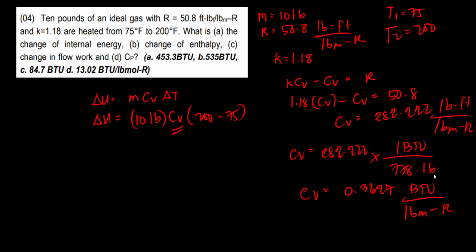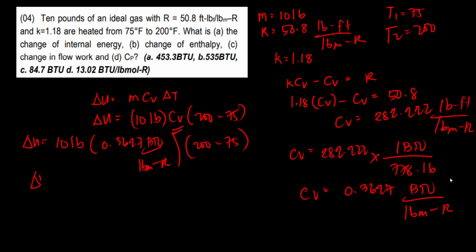So, let's substitute. Delta U is equals to 10 pounds times 0.3627 BTU per pound mass Rankine times 200 minus 75. Okay? So, ang delta U natin is equivalent to 453.375 BTU. Ngayon, hinahanap din enthalpy.